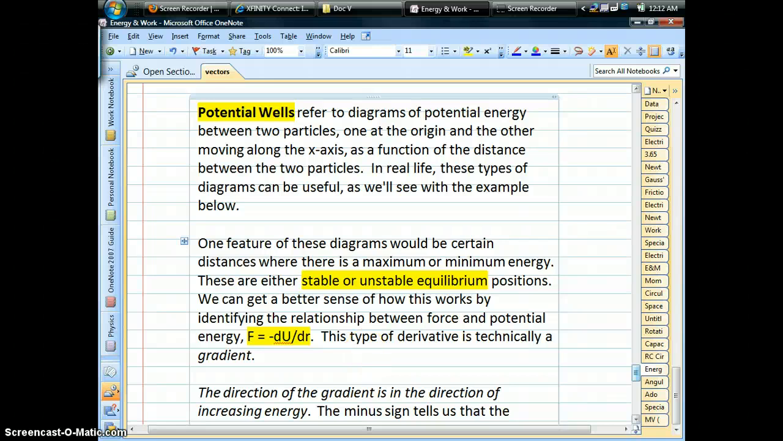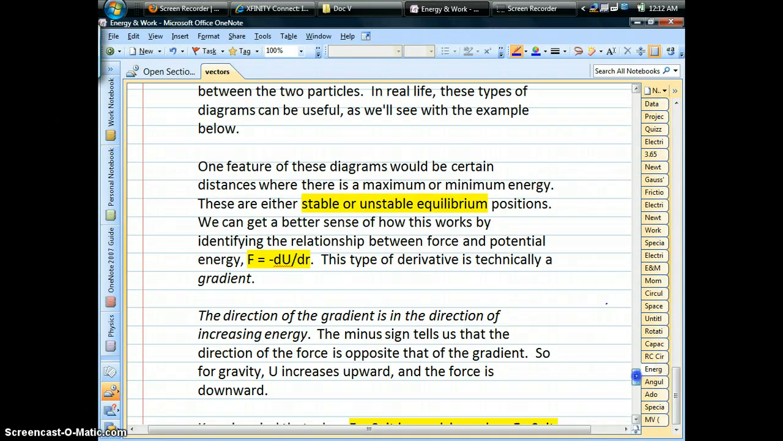And we're back, and I wanted to go through a potential well problem. These are the things where you have diagrams of potential energy versus a function of position. It basically is talking about trying to measure energy between two particles that are different distances apart from each other, or possibly the forces between the particles at certain distances. And lots of information can be gathered from diagrams like this.